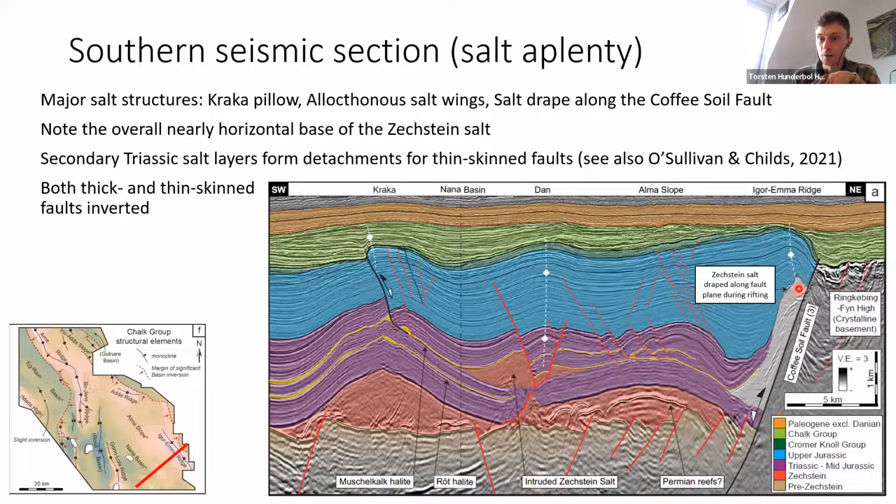We have Permian salt preserved along the Coffee Soil fault here. That's because the faulting here only occurred after salt deposition. So salt was eroded on the footwall here, but has been preserved along the master fault here. A nice buttress fault. And then to the west, even though we also have some inversion further west, we see a very great looking little inversion structure here with a reactivated fault that attaches into the upper one of these Triassic halides.